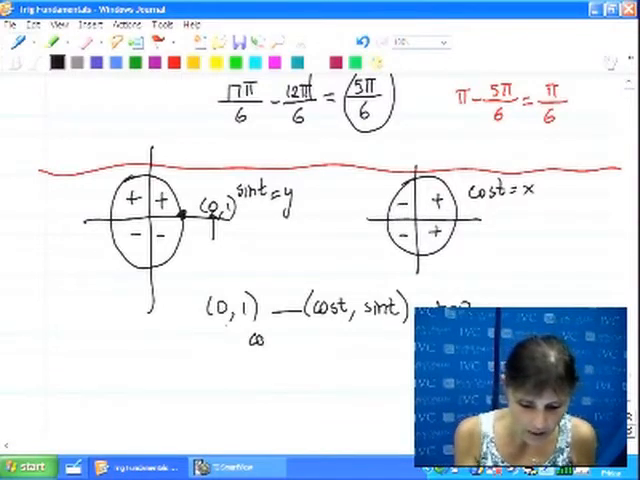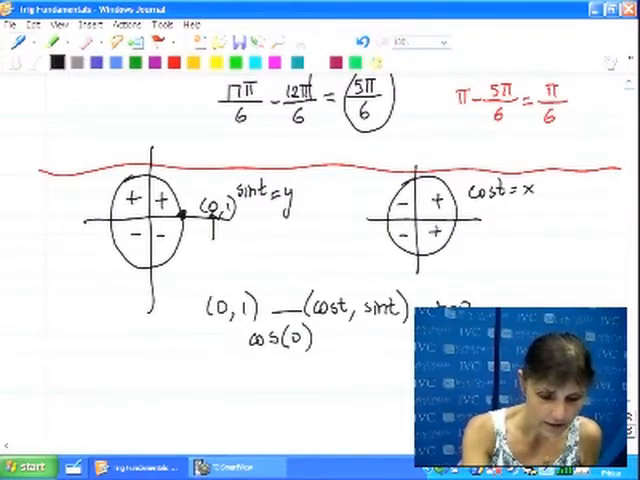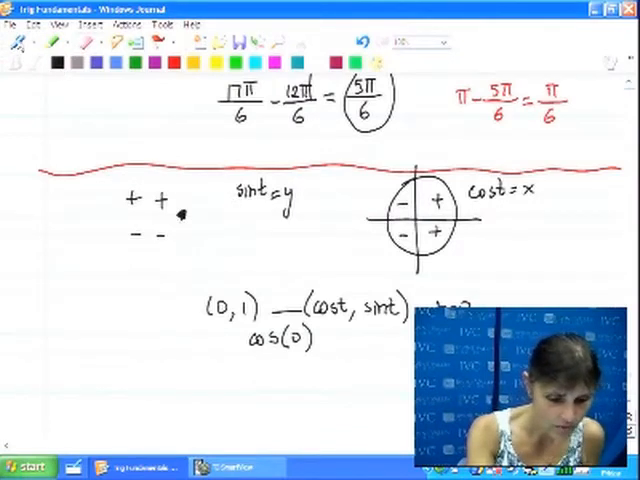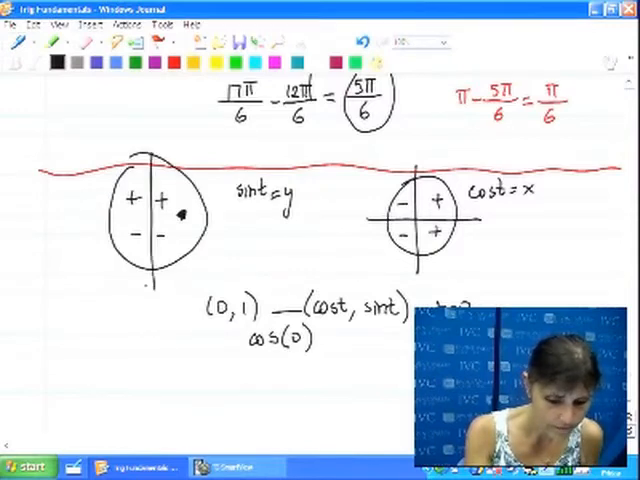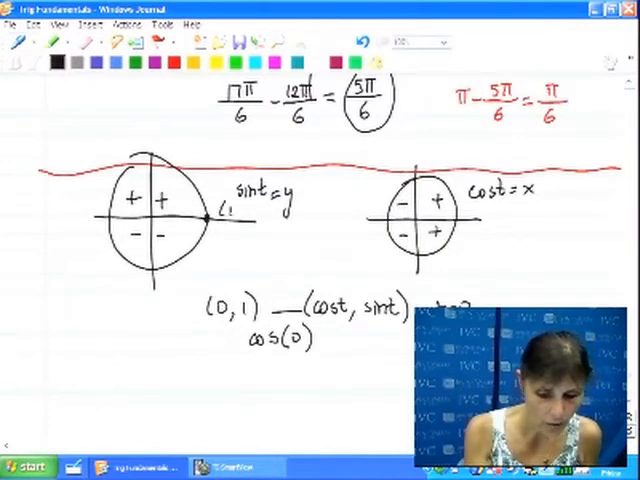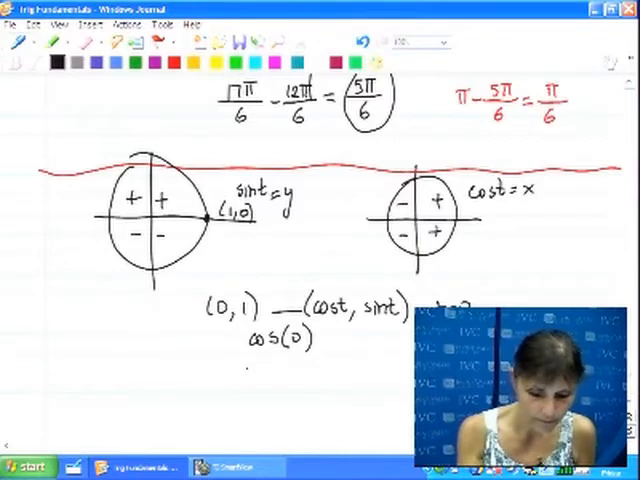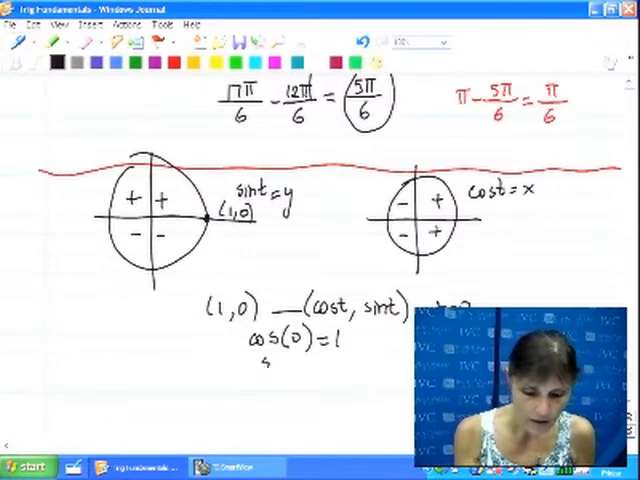So that means cosine of 0, I did this all wrong. This is actually, I'm having a brain issue this morning. Let's take this out. This is 1, 0. Okay, so cosine of 0, let's fix that. Cosine of 0 is 1. Sine of 0 is 0.